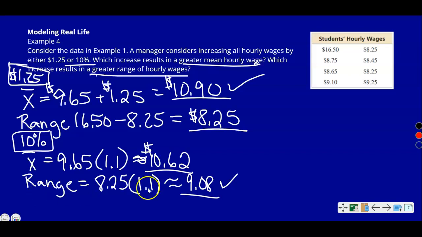All right, that's all for measures of central tendency, or measures of the center. So if you have any questions, please let me know.